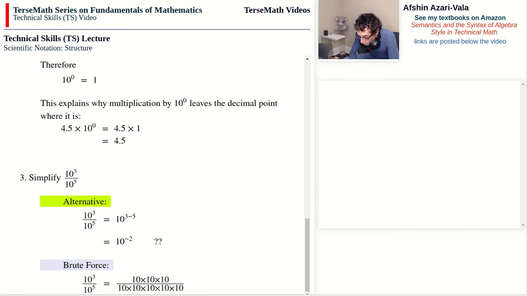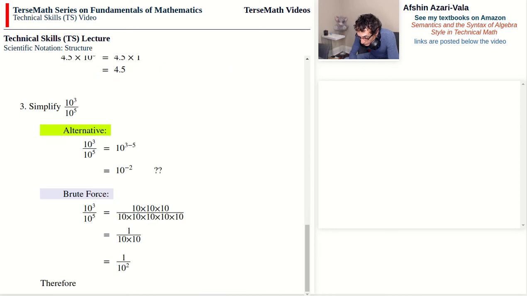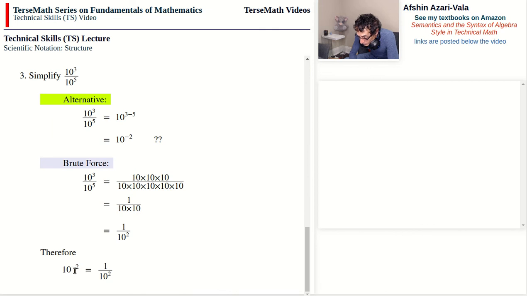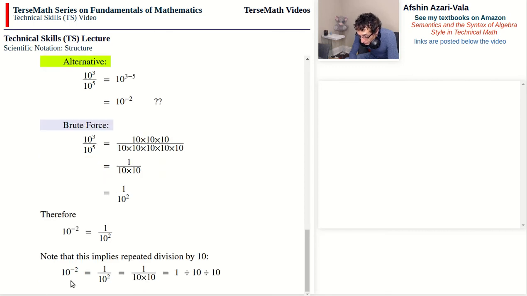And so we end up with 1 over 10 to the power of 2. And this leads us to conclude that if we have 10 to the power of negative 2, then that means that we have 2 tens in the divisor. This is what we have, 1 over 10 to the power of 2. And that explains how negative exponents work, or how you make sense of them. Now, you note that this implies that you have repeated division by 10, because if 10 to the power of negative 2 indicates that we have 2 tens in the divisor, then we can write that down as 10 times 10.